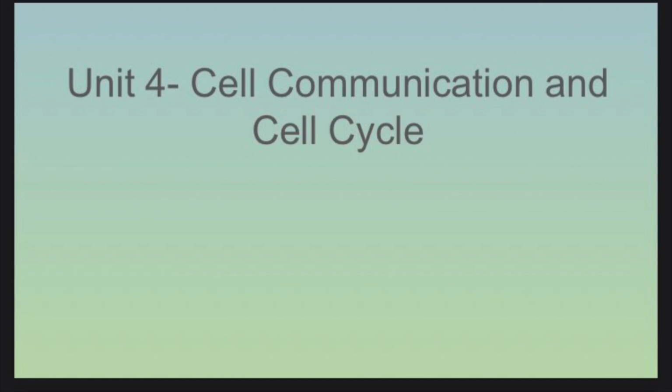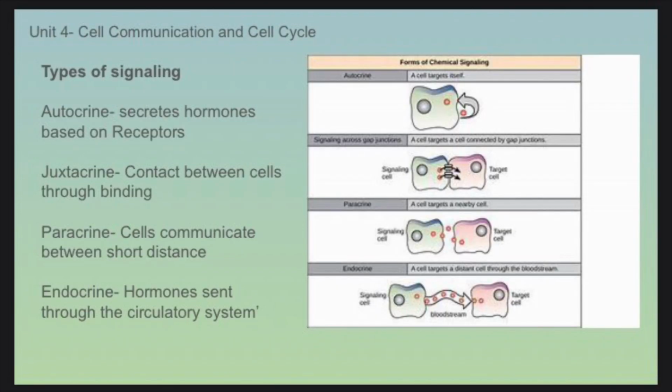Okay, everyone, now we're moving on to Unit 4, Cell Communication and Cell Cycle. We're halfway there. Okay, so cells communicate through signaling. So here are the types of signaling. There's autocrine, which secretes hormones based on the receptors of the cell. Juxtacrine, contact between cells through binding. As you can see in the picture, they're bound together and they're communicating.